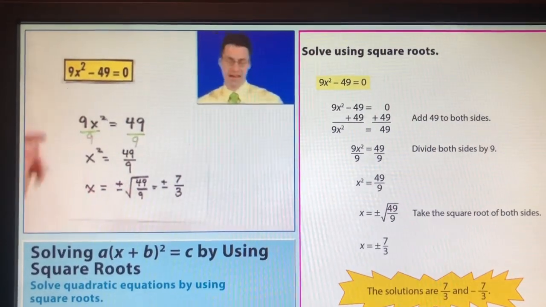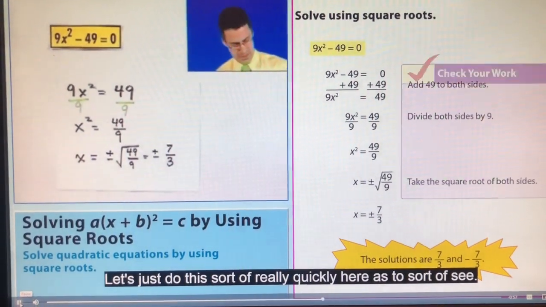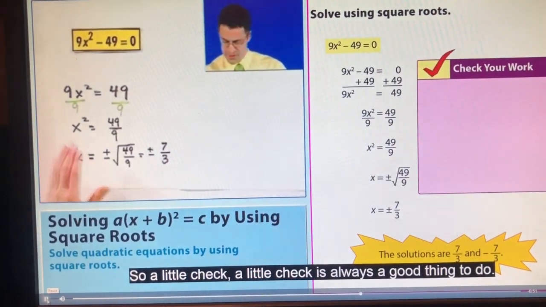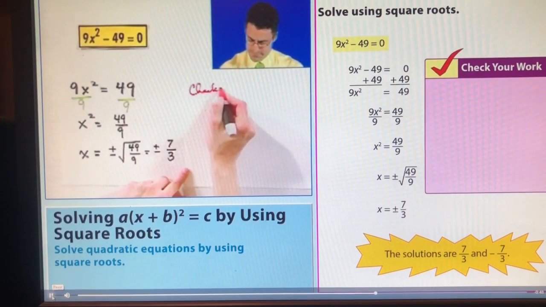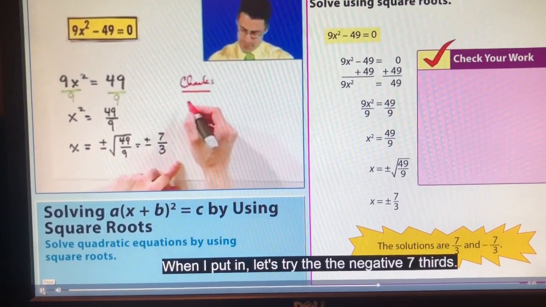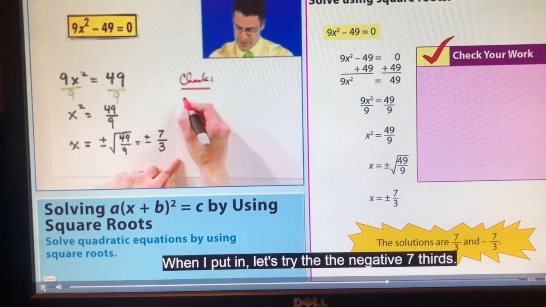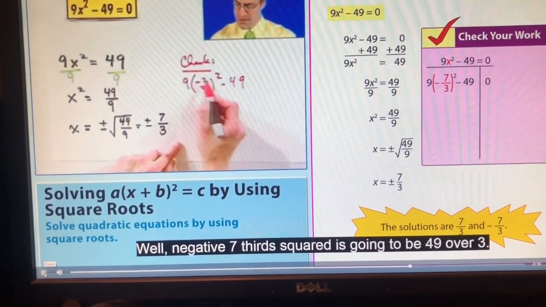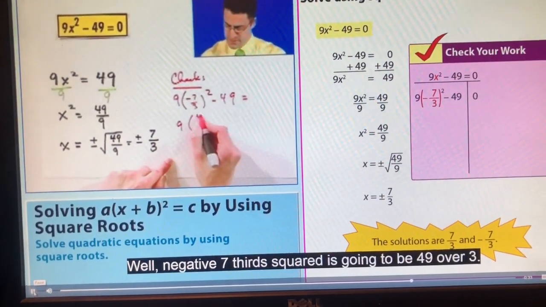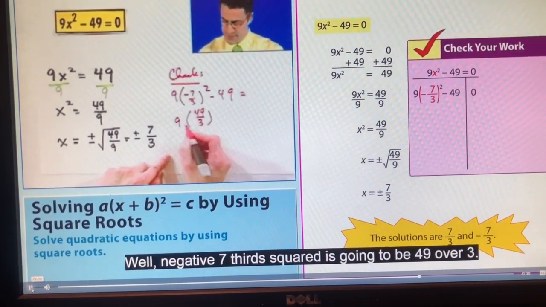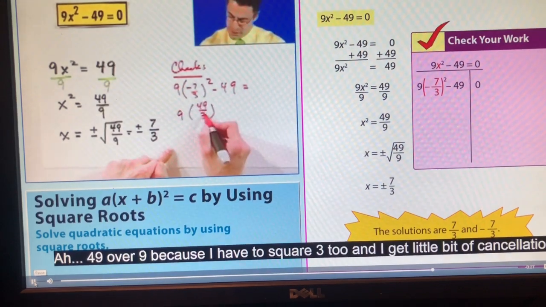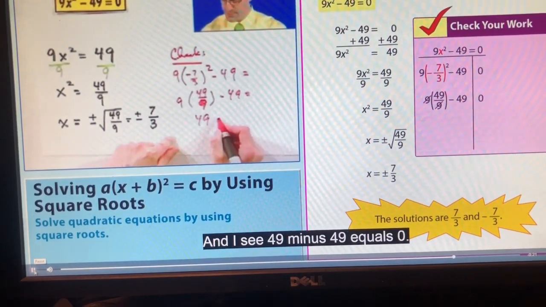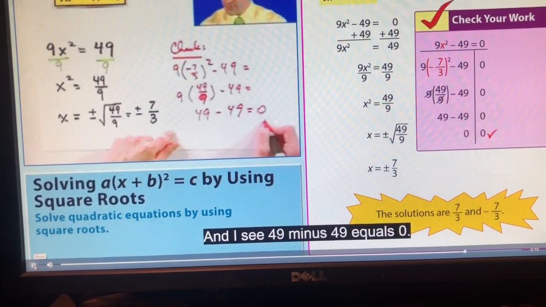We can actually substitute back to check. A little check is always a good thing to do. Let's try the negative 7/3. So 9 times negative 7/3 squared, minus 49. Negative 7/3 squared is 49 over 9, because I have to square the 3 too. And I get a little bit of cancellation, and I see 49 minus 49 equals 0. It checks.